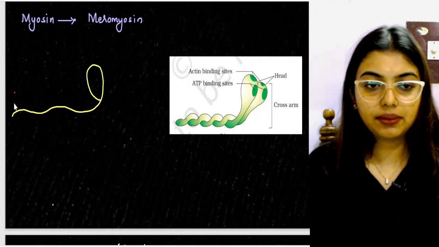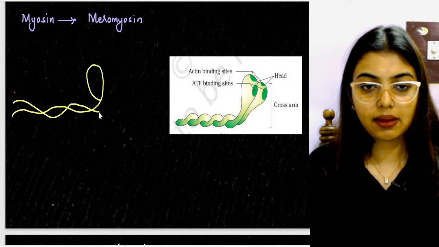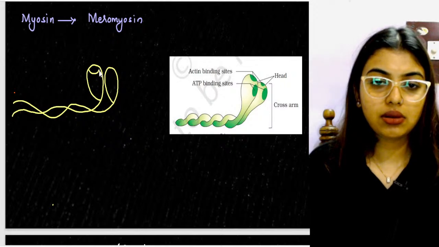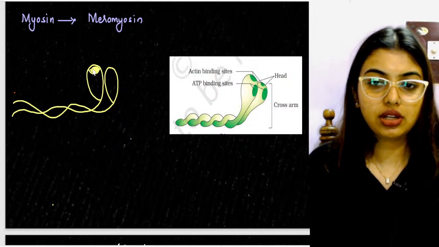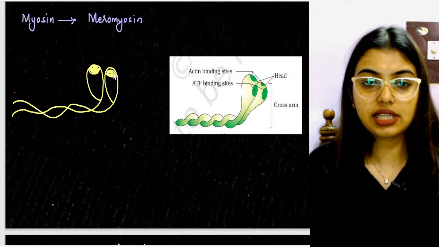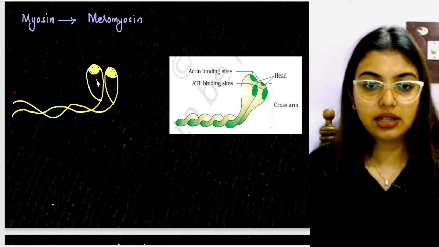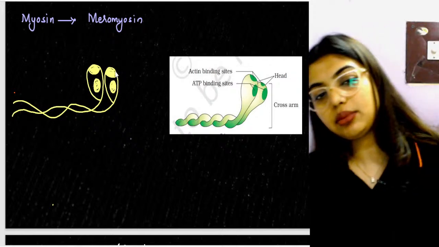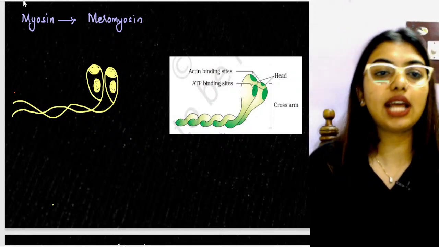This is one, and this is another one. Now these are your actin binding sites. It is on the top only, but it is hidden by your ATP binding site. This is your ATP binding site. Only if this ATP binding site moves can we see the actin binding site.